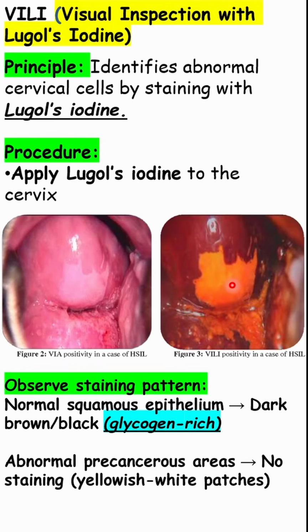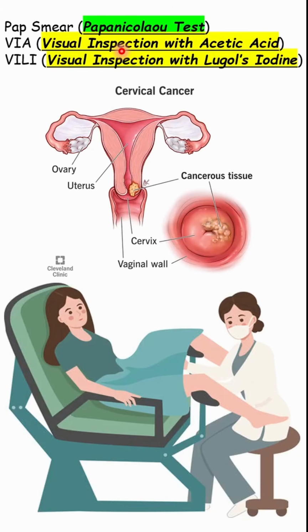are ATP hungry. They need a good amount of ATP to make more genetic material, because they are duplicating. That is why they consume their glycogen and send it to the lactic acid cycle to produce ATP. So normal cells are glycogen rich. If there are abnormal precancerous areas, there is no staining with Lugol's iodine, but rather yellowish white patches will be seen. So that was all about VIA, visual inspection with acetic acid, and visual inspection with Lugol's iodine.